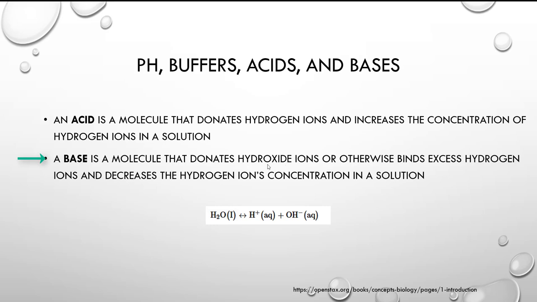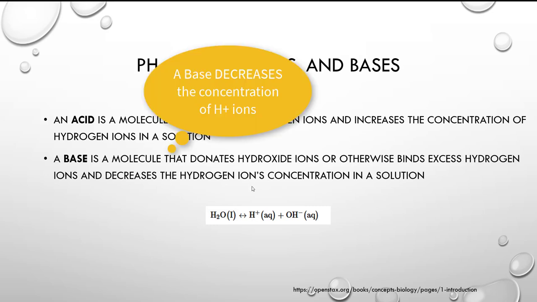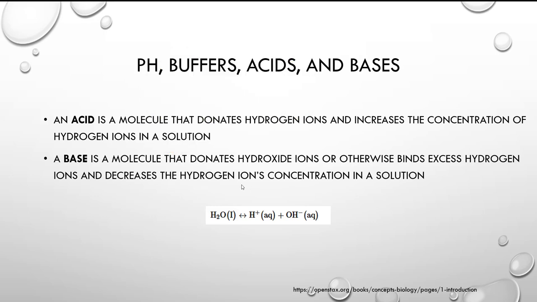A base donates hydroxide ions. Hydroxide ions, you notice, are negative. So when we add a bunch of hydroxide ions into a solution, they bind with the excess hydrogen ions, and that decreases the amount of hydrogen ions in the solution. So there's going to be less hydrogen ions, and that would be more basic.